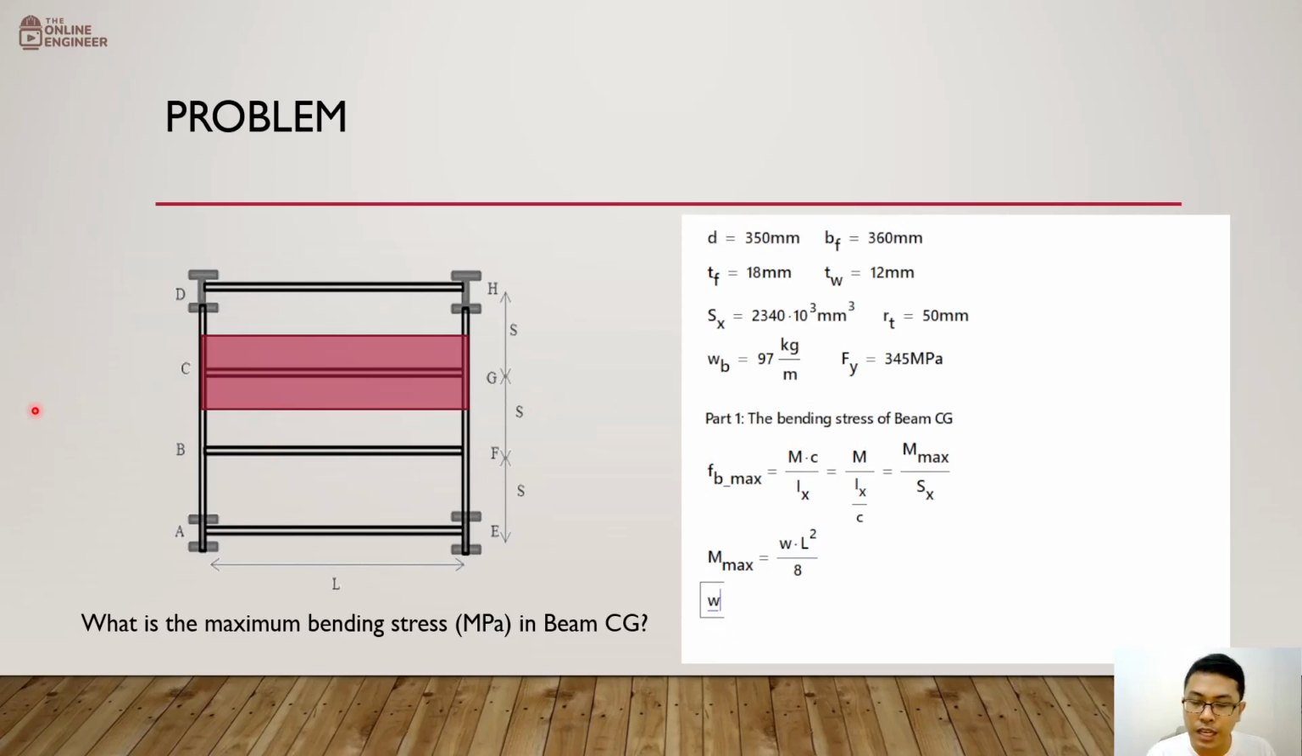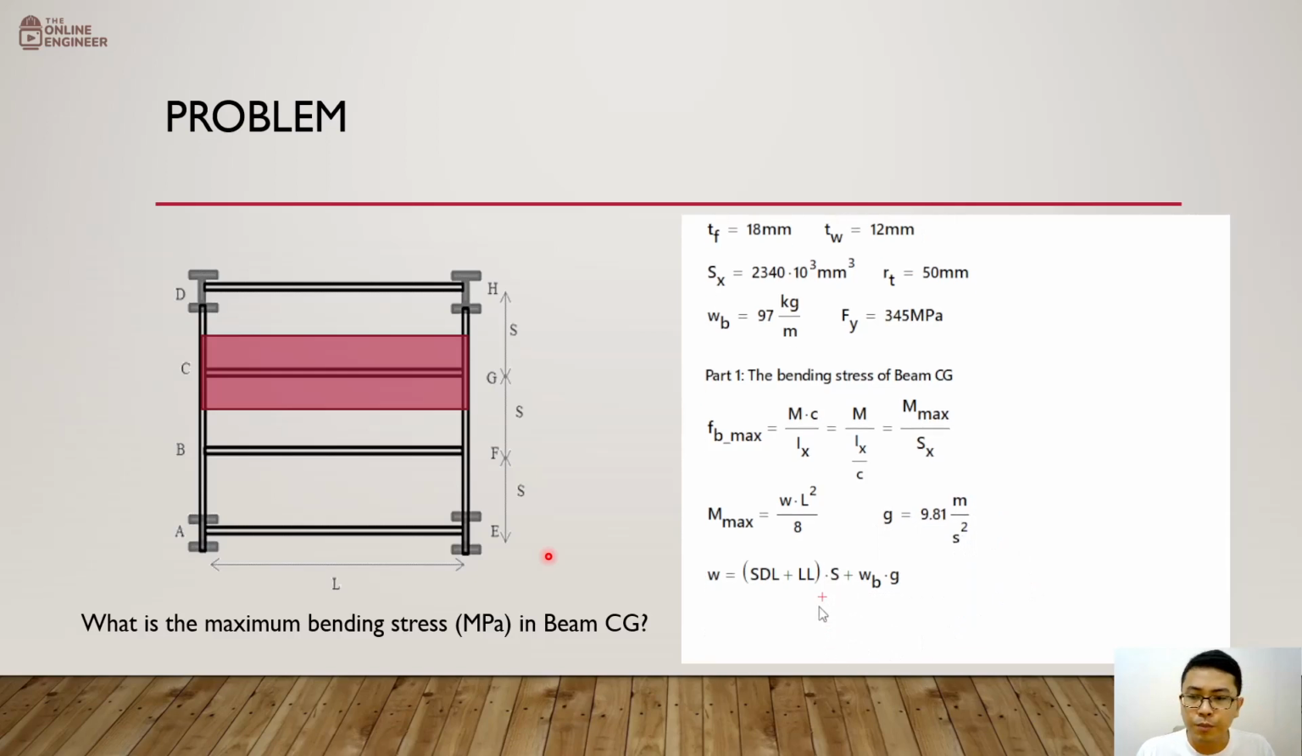So W is the total distributed load. How are we going to get this? So I'm going to show here the solution, and then I will explain why I am doing it like this. So this would be SDL plus LL times S, plus the weight of the beam times g. All right. So this g here is actually 9.81 meter per second squared, which is our gravitational acceleration.